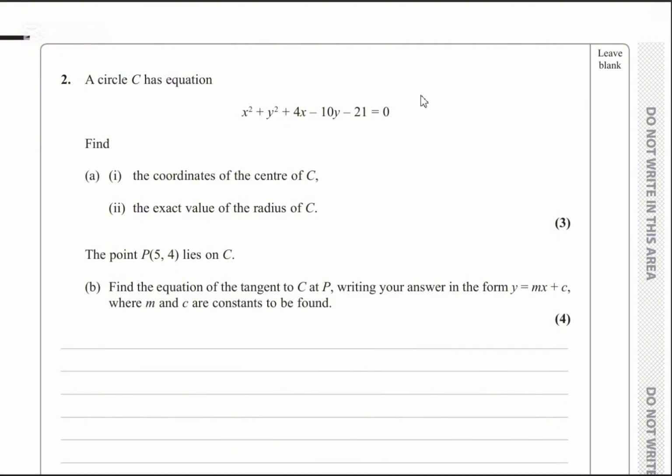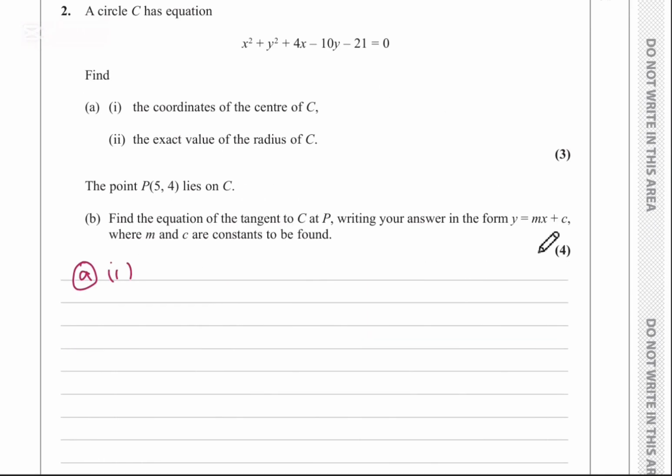For part A1, what you have to do first is rearrange this into our standard form. So in order to do that, I'm writing the x terms closer together. So I have x squared, I'm then writing 4x, and I have y squared minus 10y and minus 21 equals 0. I wrote 4x closer to this and minus 10y closer to this.